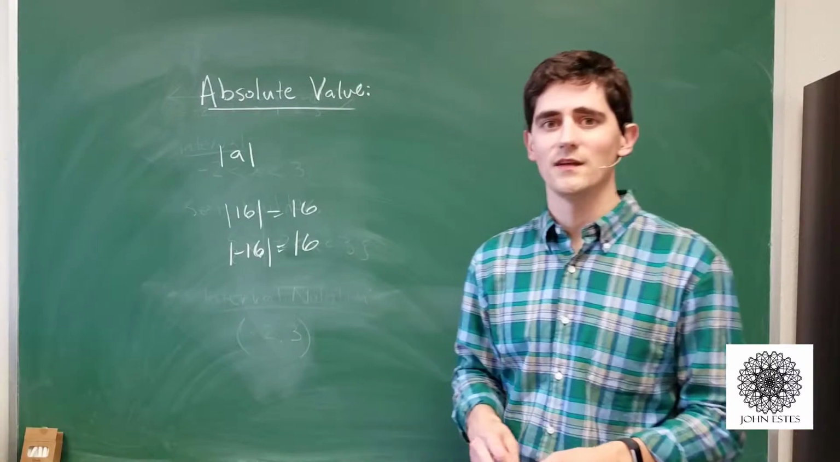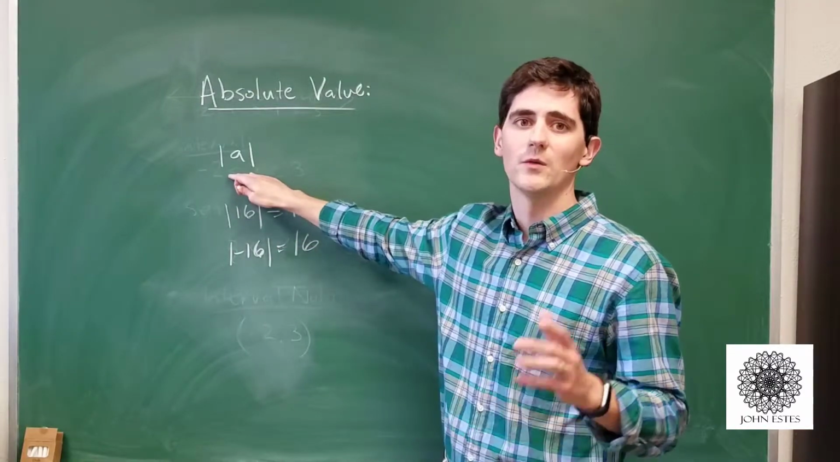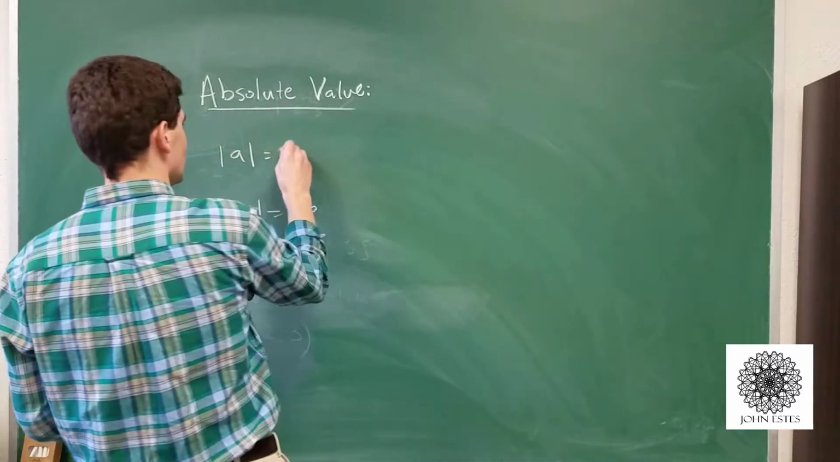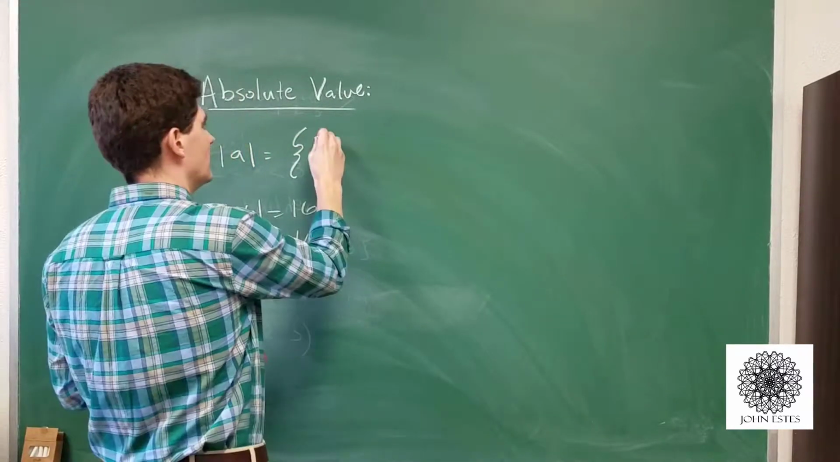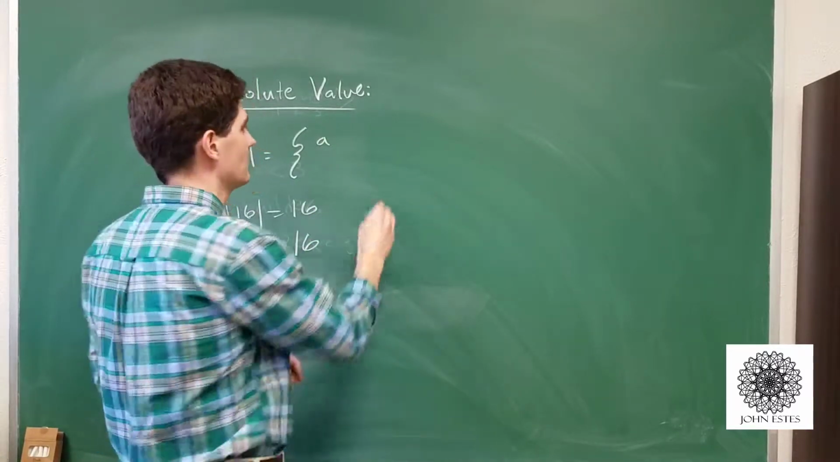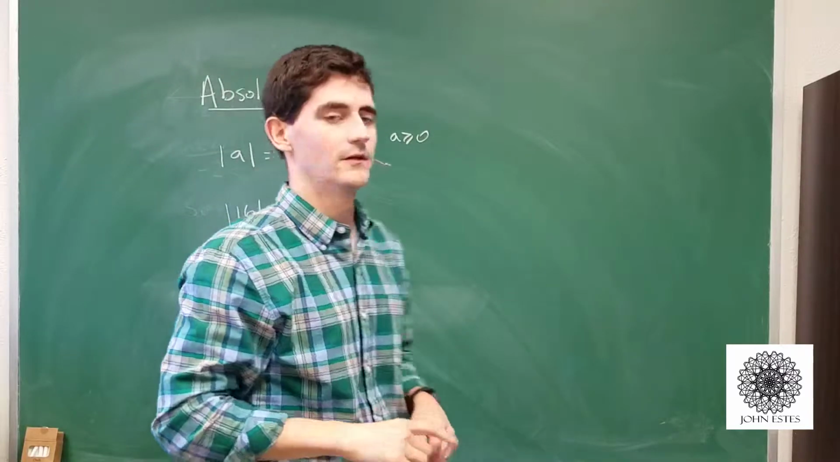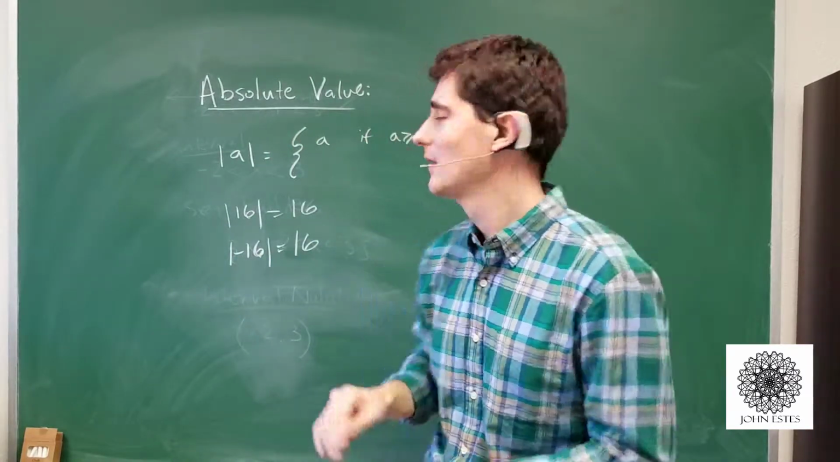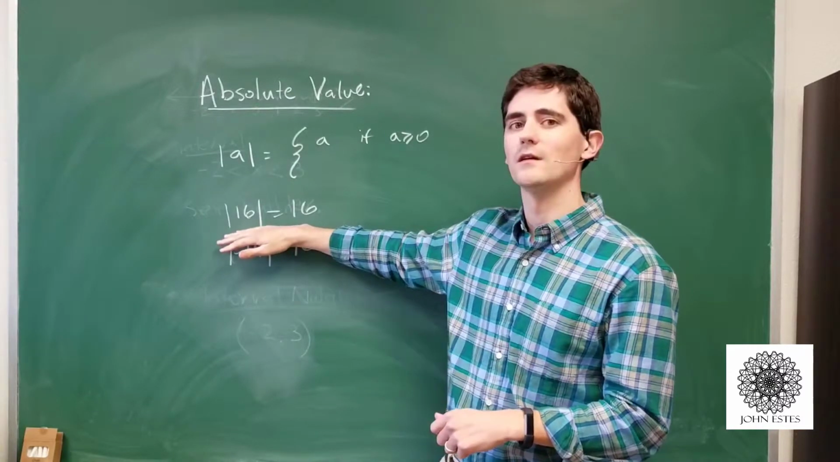A more precise definition would be something like this. We say the absolute value of the number A takes on the value in two cases. It takes on the value of positive A if A is greater than 0. In other words, the absolute value of A is A if A is greater than or equal to 0. We saw that with the 16 here.